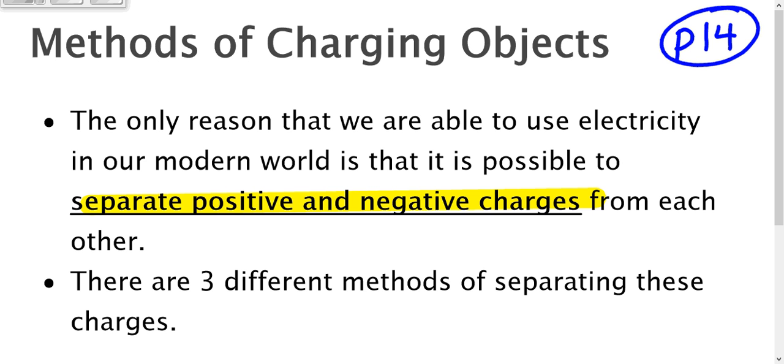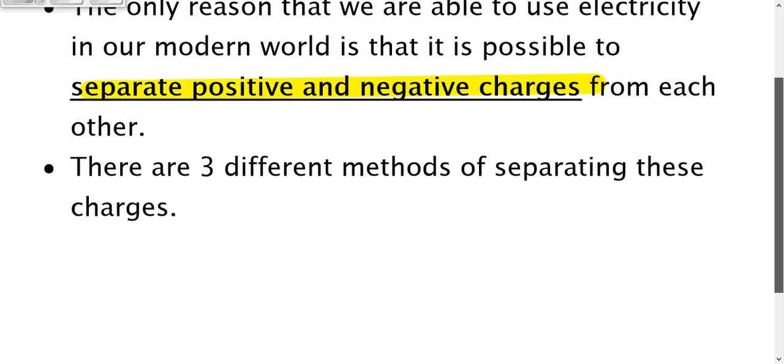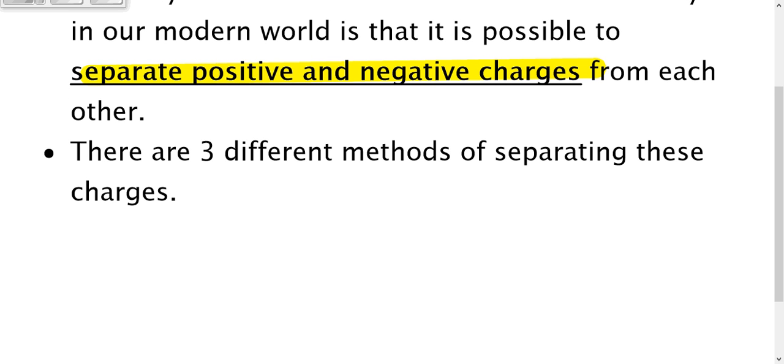The only reason we're able to use electricity in our modern world is that it's possible to separate positive and negative charges from each other. So there are three different methods of separating these charges from each other. We're going to get into each one of them below, but I'll just write them up here.